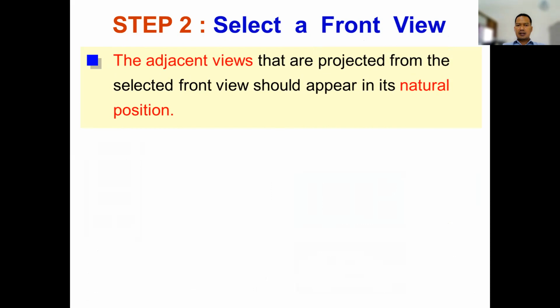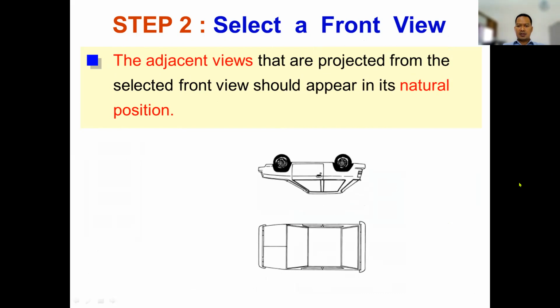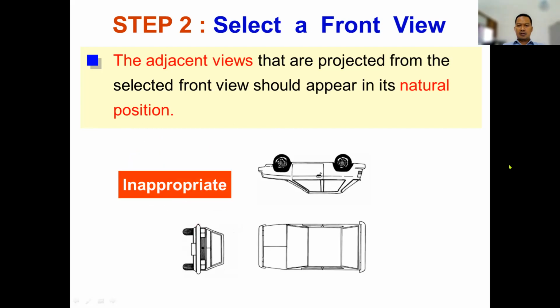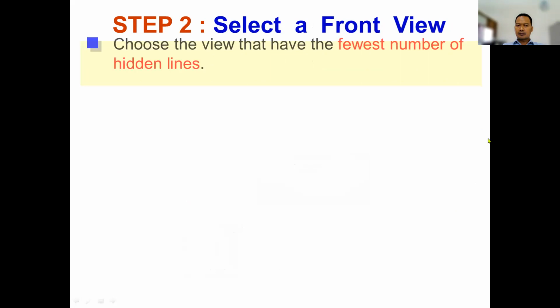And then still in step 2, the adjacent views that are projected from the selected front view should appear in their natural position. For example, when you get the projection, you see the top view is not in the natural position. Also for the side view. So your selection is not good, or an inappropriate selection.